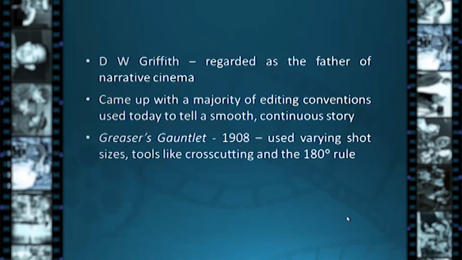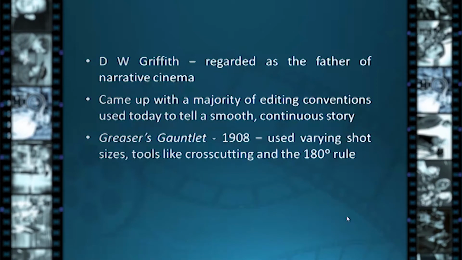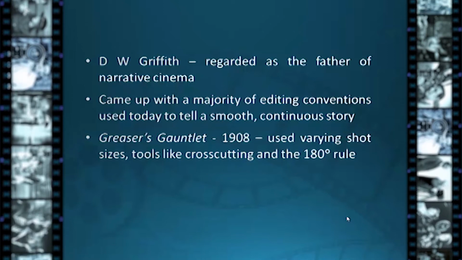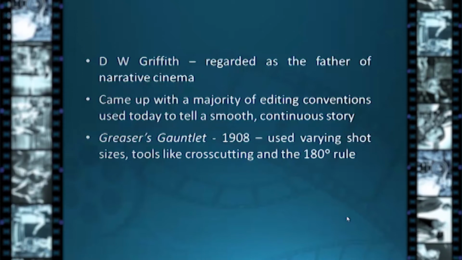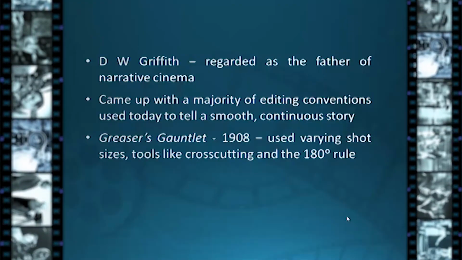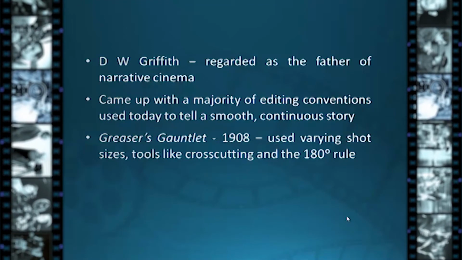A film by him in the year 1908, called The Greaser's Gauntlet, used varying shot sizes. This time the camera stopped being fixed at one position, and the camera was moving closer or further away from the subjects. He also used a lot of tools like cross cutting and the 180-degree rule. We'll be talking about these rules in the next lesson, so you'll become a little clearer about what these are. But please remember that it is him that actually started off with these conventions.